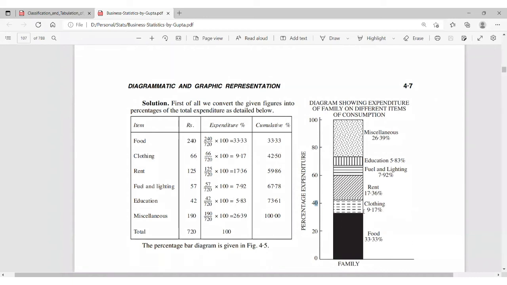Now, the next one is the rent, right? In the cumulative, we find the next one is 59.86. The further 59.86 is near to this 60. We make a line again, fill a different pattern on this rectangle. This comes to the rent. Rent is how much? 17.36. So obviously this one is 17.36. In a similar way, we fill this rectangle. Got it?